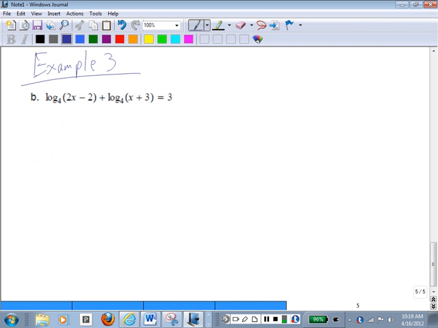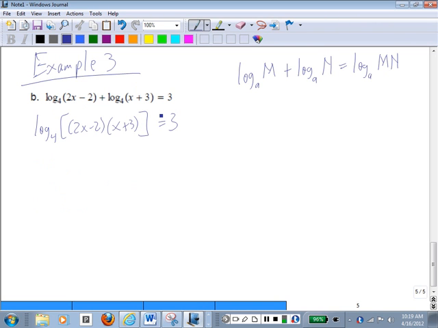We have the sum of two logarithms. So we're going to use the property log base a of m plus log base a of n equals log base a of m times n. Sum of the logs equals the log of the product. And rewrite this as log base 4 of 2x minus 2 times x plus 3.